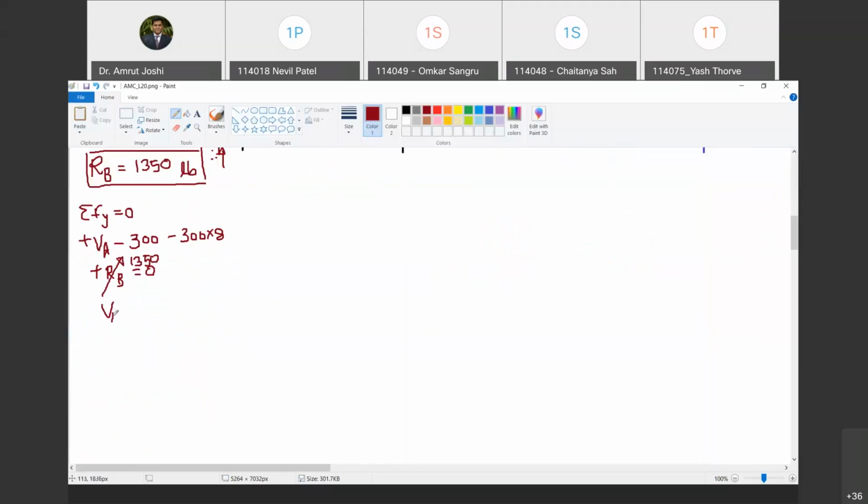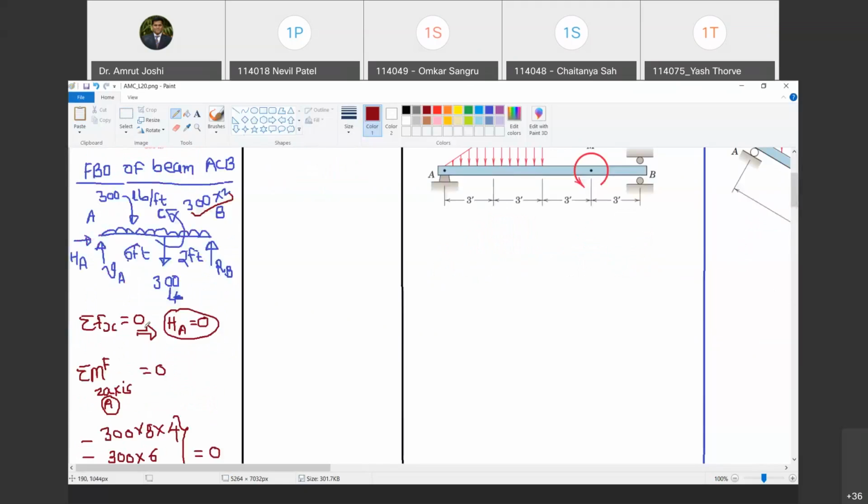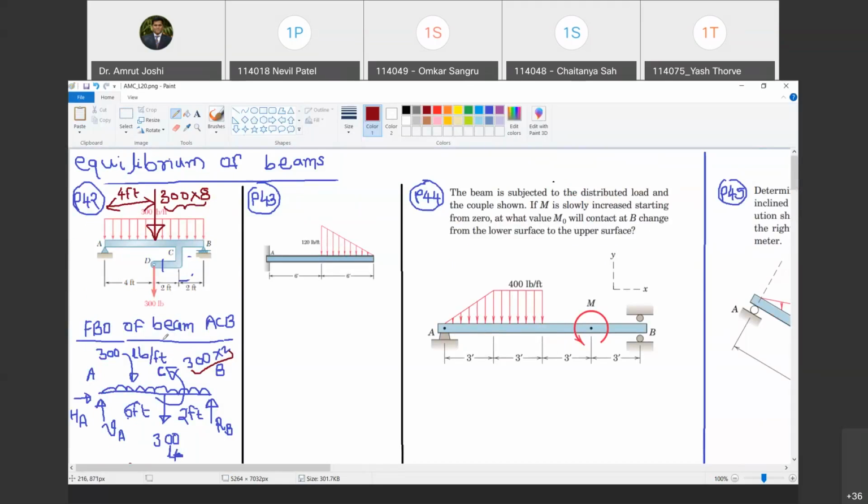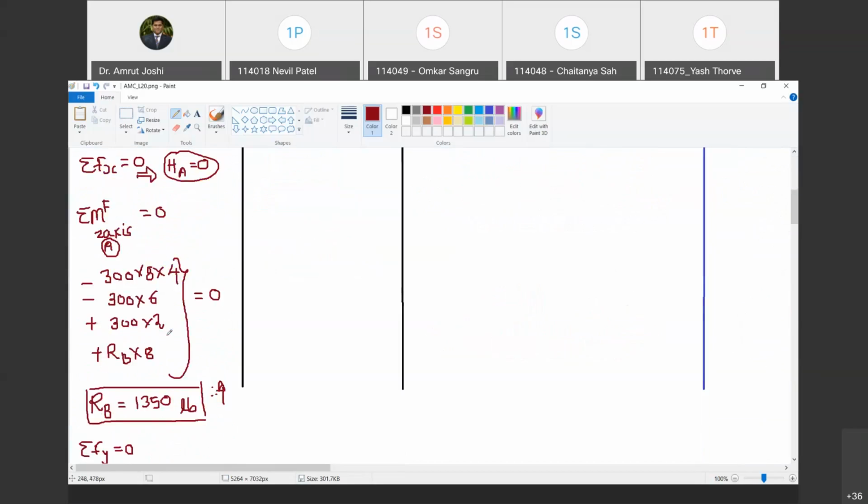Sir, minus 1350. No, I don't think so. It should be minus. Why should it be minus? Sir, I will check. There is some problem, or otherwise the value of RB is incorrect.